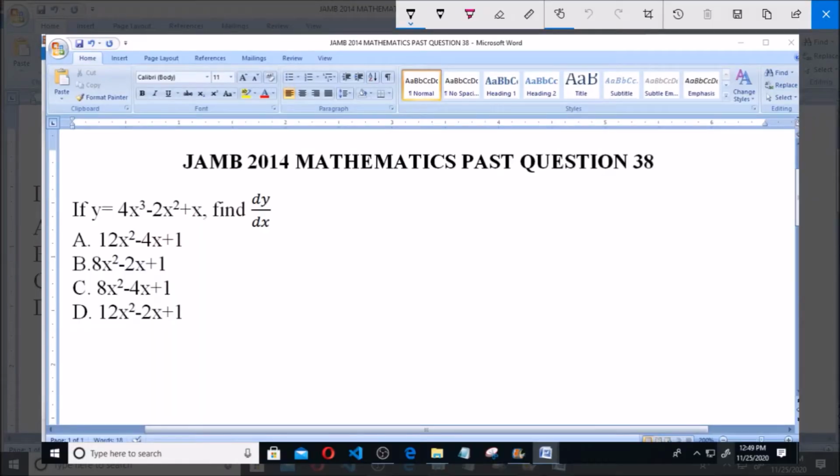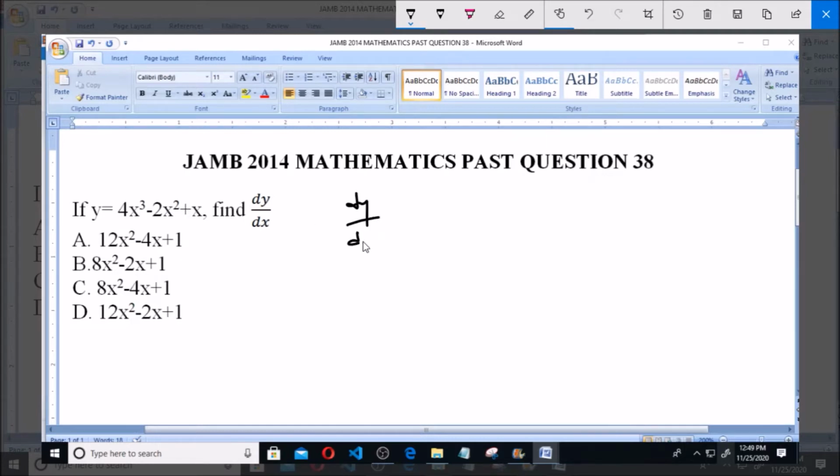I'll be answering JAMB 2014 Mathematics Past Question 38. If y equals 4x cubed minus 2x squared plus x, find dy/dx. Now dy/dx is simply the differentiation of y with respect to x.